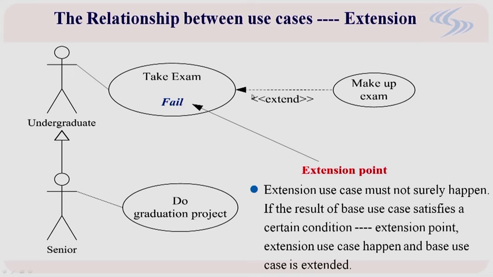So you see, the arrow is pointed from make up exam to take exam. So an extension use case does not necessarily happen; it happens only if the result of the base use case satisfies a certain condition called the extension point. Then the extension use case happens and the base use case is extended. This kind of relationship is extension, and the keyword extend is used to indicate the relationship. And a dotted line is pointed from the extension use case to the base use case.